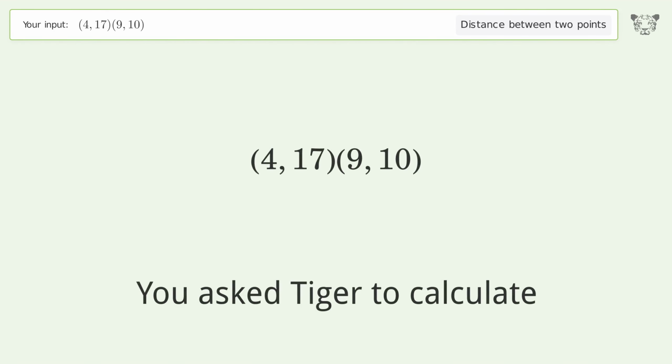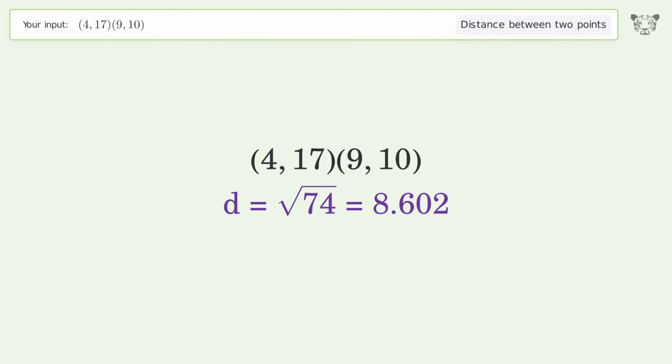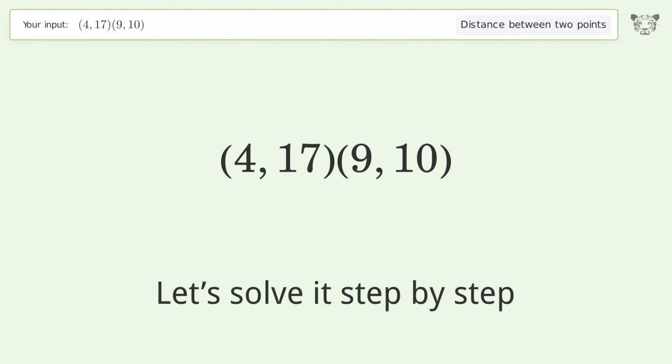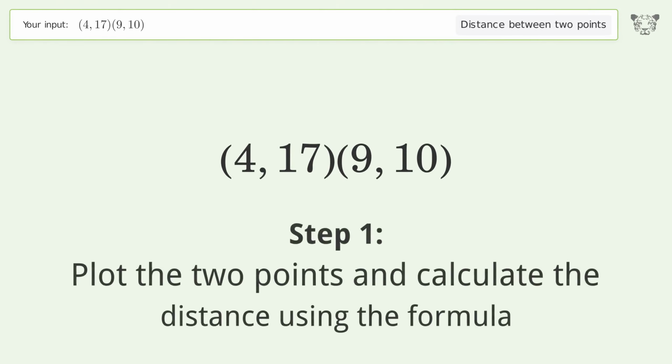You ask Tiger to calculate. This deals with the distance between 2 points. The distance between the 2 points is the square root of 74, or 8.602. Let's solve it step by step. Plot the 2 points and calculate the distance using the formula.